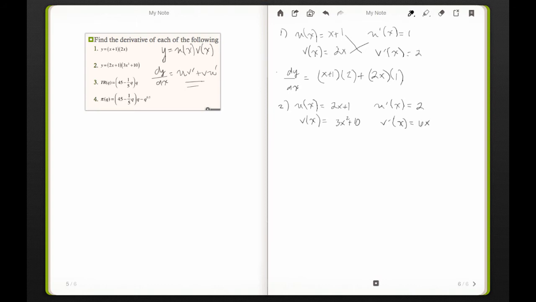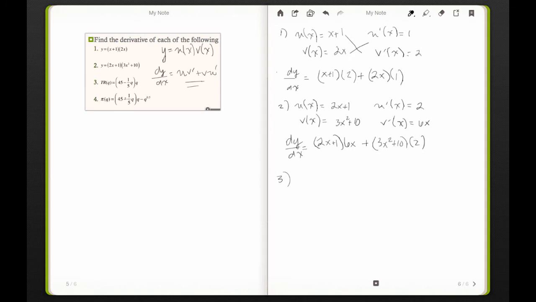I'm using the product rule here. Or the power rule. So then I'm just going to plug in what I know. I have everything that I need to plug into this formula for the derivative. So dy/dx is going to equal 2x plus 1, that's the u of x, times v prime of x, which is 6x, plus the second function, 3x squared, plus 10 times 2. All right, so now I can move on to the third one.